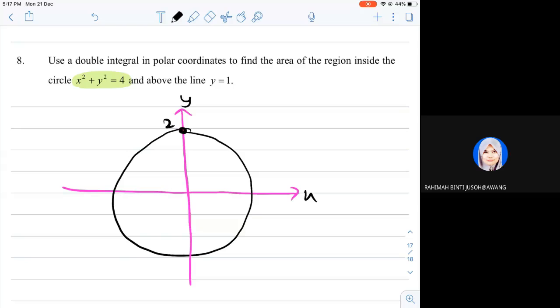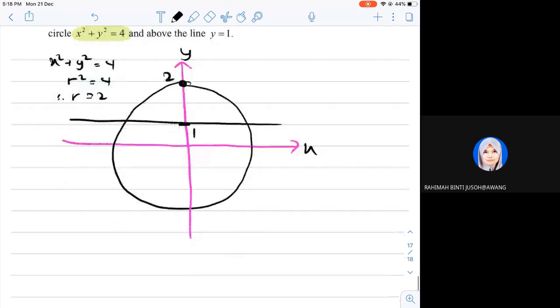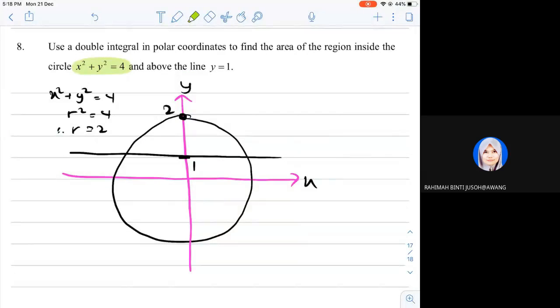This is 2. x squared plus y squared equals 4, so r squared equals 4. Therefore, r equals 2. Okay, next we have the line y equals 1. Let's say we have 1 here. So the line should be this. Line y equals 1. Therefore, this is our region. This is y equals 1.